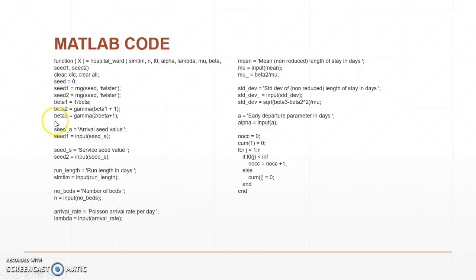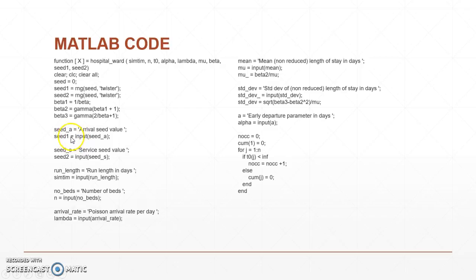Here we can see that we initialize some of our first things. For seed1 and seed2, we initialize a random number generator using the twister parameters. Beta 1 we define here, beta 2 we define here, and beta 3 uses the result of the gamma of beta 1 plus 1. And then we ask the user a few questions.